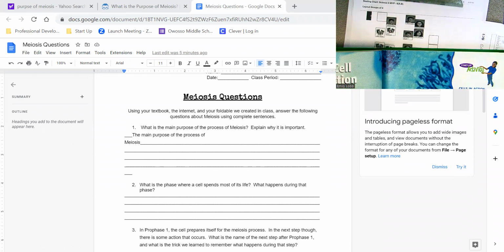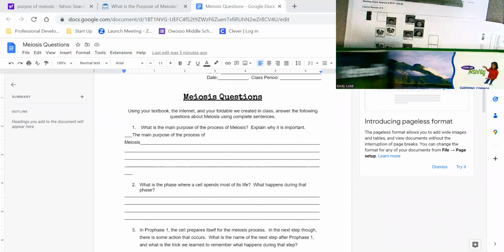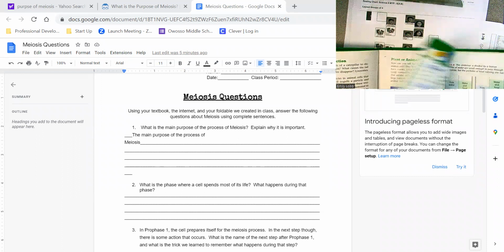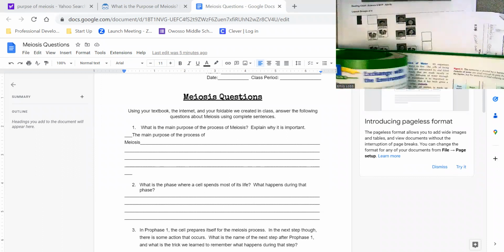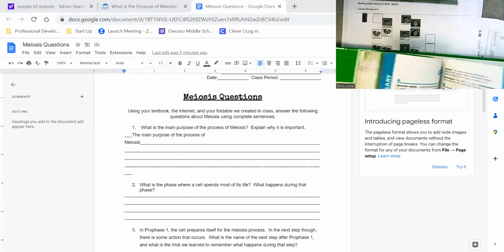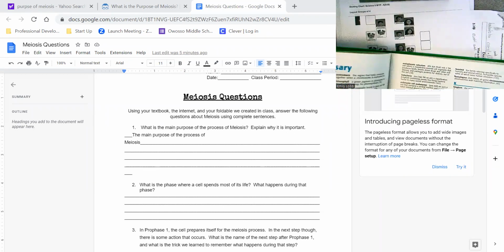Right there. All right. So we think we're looking at interphase, right? We're not looking at heredity yet. We're talking about meiosis. You put a whole bunch of stuff down? I wrote a lot. You found it on Google.